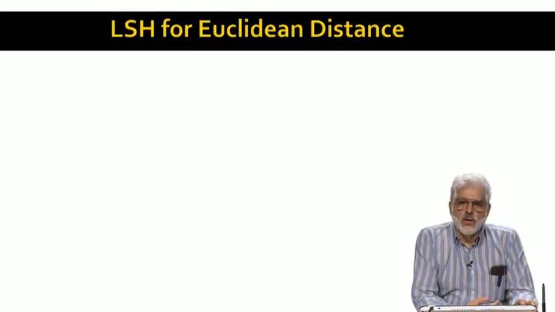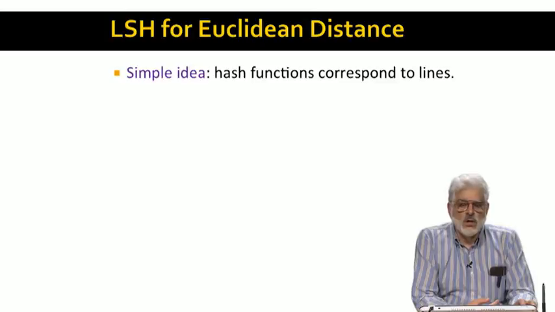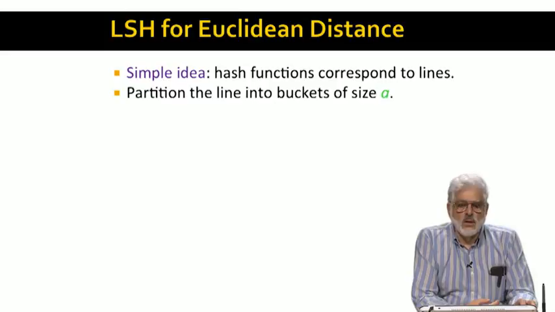Now, let's switch our attention to an LSH family for the normal Euclidean distance. We'll pick lines in however many dimensions our space has. Each possible hash function in the LSH family corresponds to a line. The line will be partitioned into segments of some length a. Each segment corresponds to a bucket.